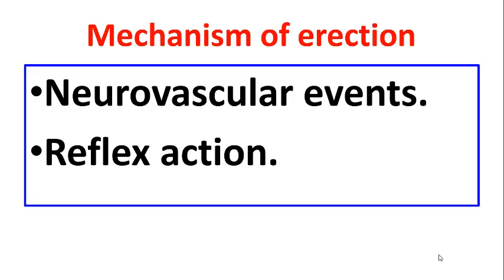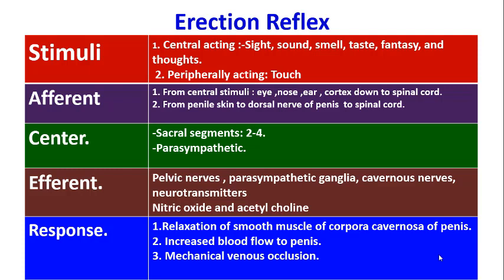The next physiological point is the mechanism of erection. Erection is filling of the penis with blood under the action of the neurotransmitters. So it is a neurovascular event. It is a reflex action characterized by stimuli, afferent, center, efferent response.